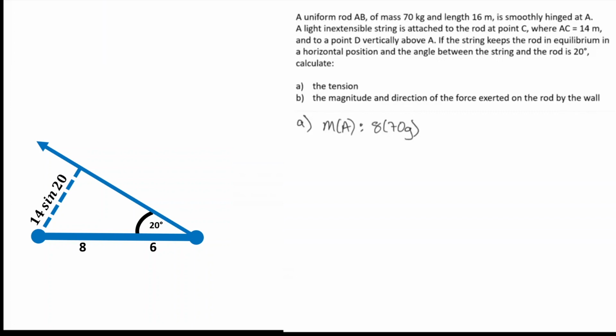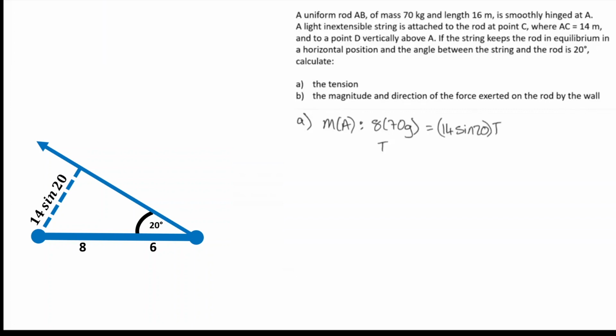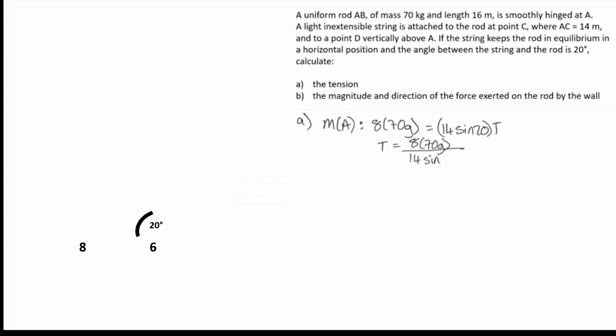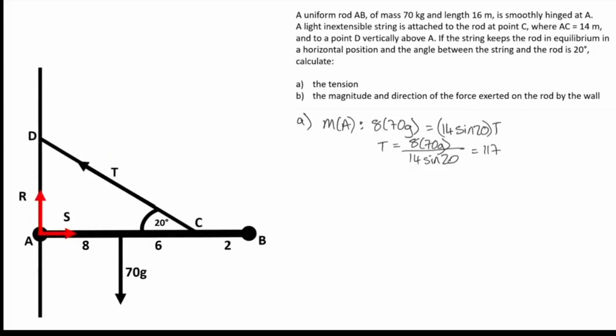So the moment that we have is 14 sine 20 multiplied by t. We can rearrange from here and we get t equals 8 times 70g over 14 sine 20. Alright, all into our calculator and we get 117g or 1150 newtons to 3 significant figures.